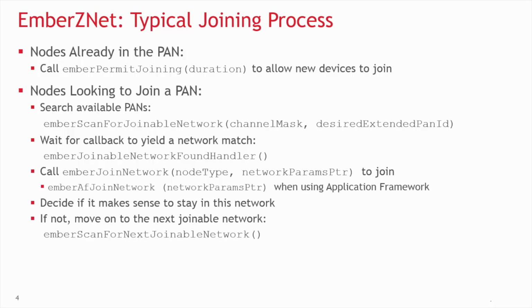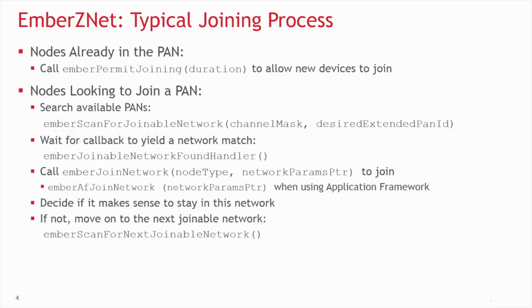Next, the search results will come up in the Joinable Network Found handler. This application will mediate the results and decide which of those networks it's interested in possibly joining. Then, the application is going to call Ember Join Network on one of those networks. The networks are embodied in a network parameter structure. You pass the pointer to this structure and also the node type. The stack has no idea of the node type of this new device until this point. Assuming all goes well, you should get some indication that the join has succeeded.